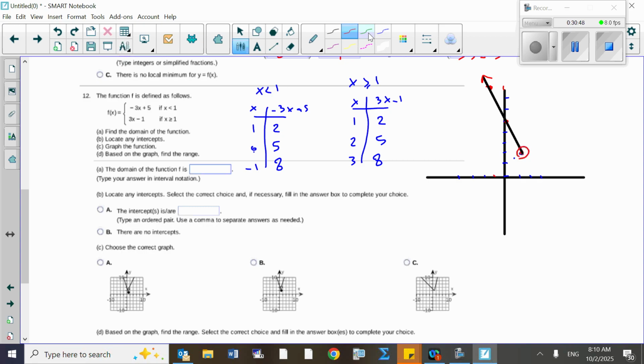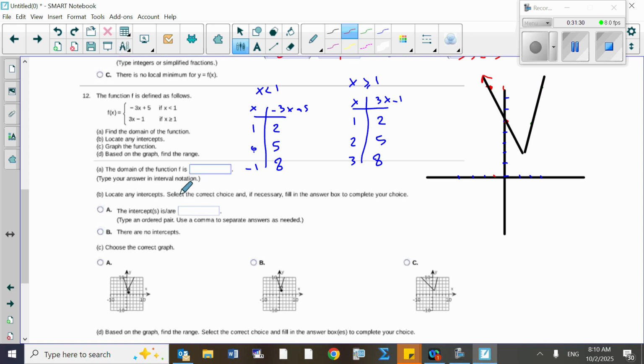Next one, when x is 1, y is 2. So that's right here again. X is 2, y is 5. That's going to be here. X is 3, y is 8. Almost here. Now I'm going to connect them. So this is my second part of the graph. Notice that at 1 we have an equal sign, so this will be a closed circle. However, if you have an open and closed circle on top of each other, they can just change to be a solid line. And that's it. This is going to be my graph now.